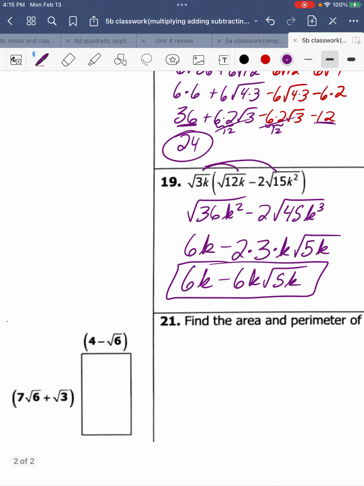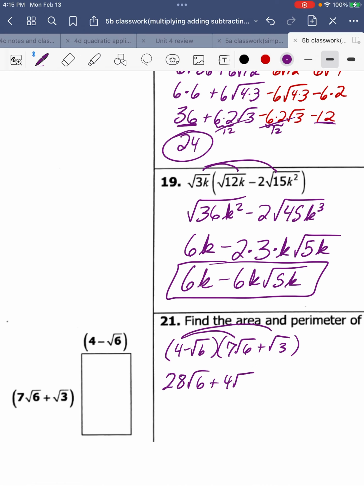And the last one, find the area. Area means multiply, so we've got to multiply. 4 minus the square root of 6 times 7 square root of 6 plus square root of 3. 4 times 7 square root of 6 is 28 square root of 6. 4 times the square root of 3 is 4 square root of 3. Negative square root of 6 times 7 square root of 6 is a negative 7 square root of 36. And negative square root of 6 times square root of 3 is a negative square root of 18.